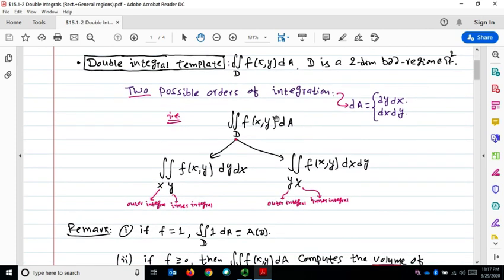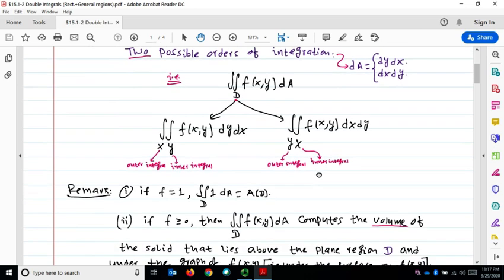So we can evaluate the double integral either with respect to y first and then x, or first with respect to x and then y. In this dx dy order, the x variable is an inner variable, so the corresponding integral is an inner integral. dy, the y is an outer variable, so the corresponding integral is an outer integral.